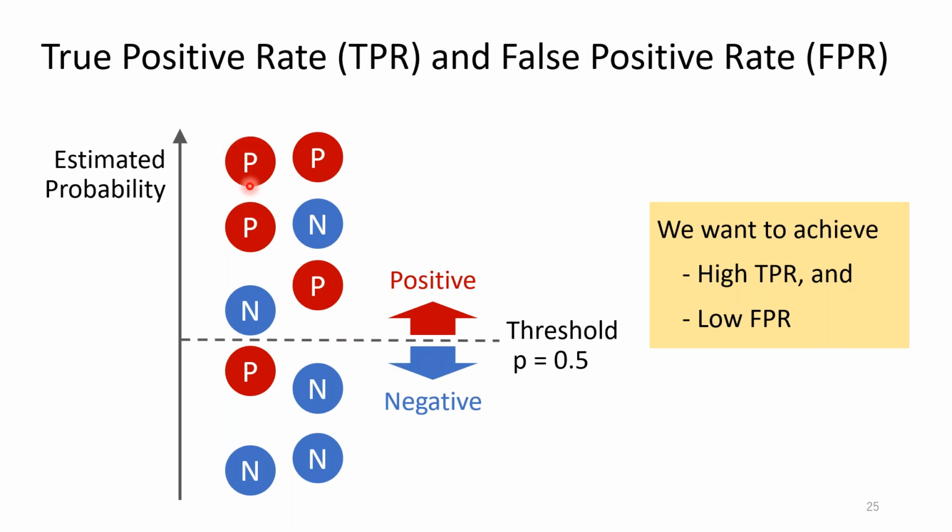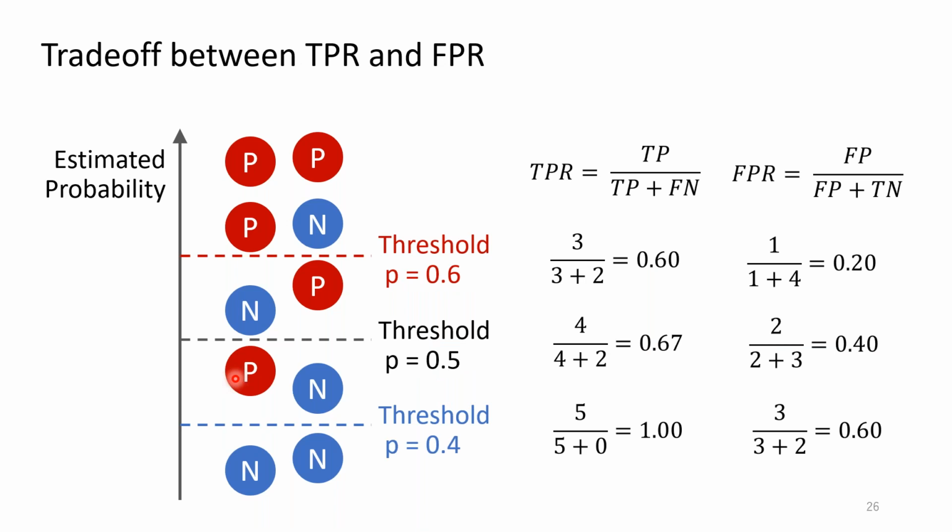So this red ball is actually positive. The blue ball is actually negative. But these are above the threshold, so they will be predicted as positive. Similarly, these balls are predicted as negative, even though this one is actually positive. On the next slide, the default threshold is here, 0.5.